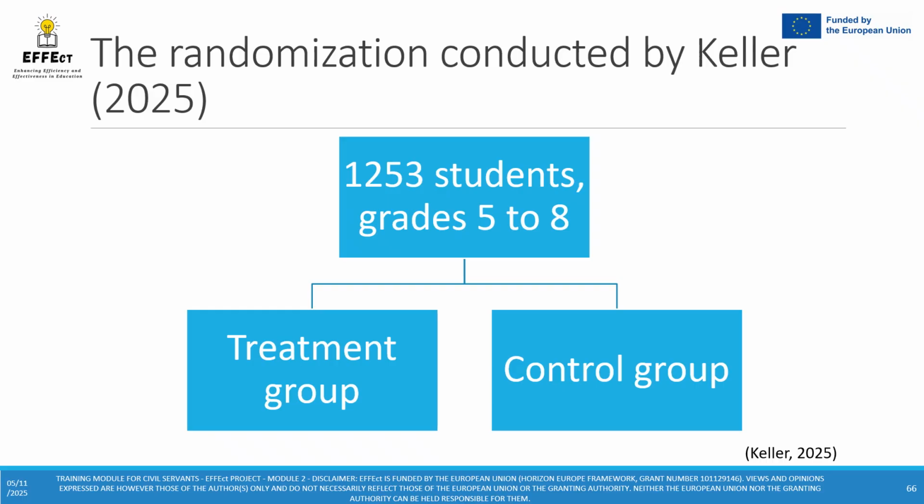In his study, Dr. Keller conducted the following randomization. Based on 1,253 students from grades 5 to 8, and based on a randomly generated number, each student got allocated either to the treatment group or the control group.